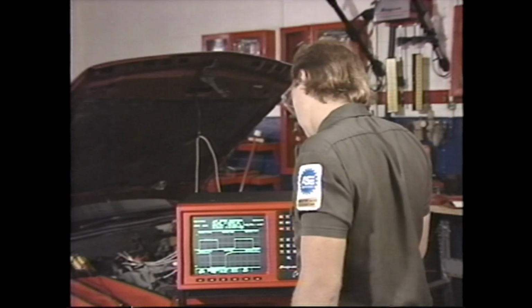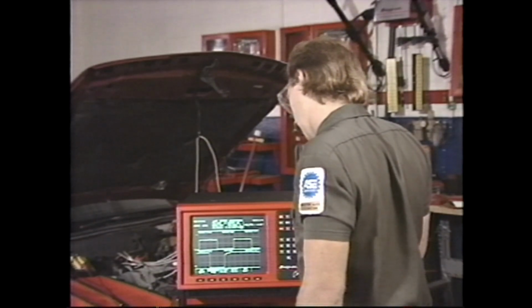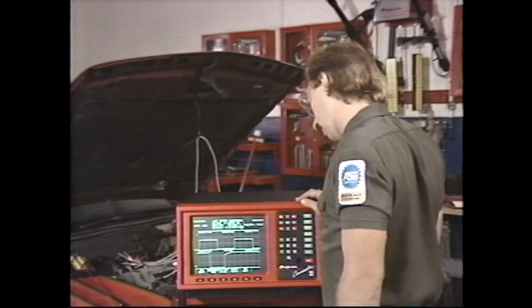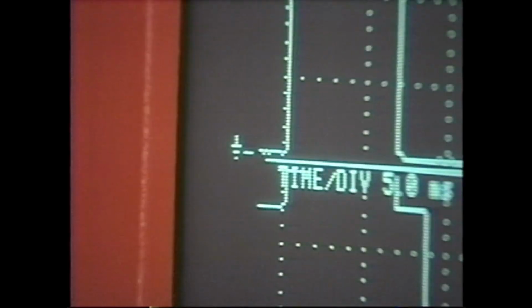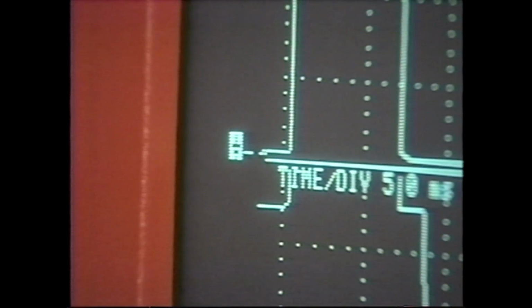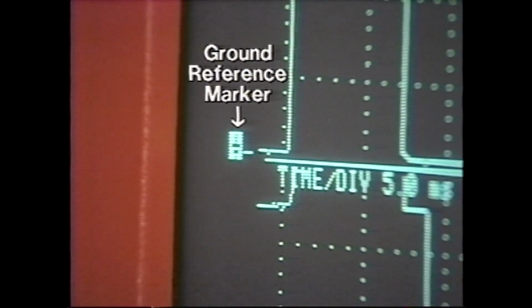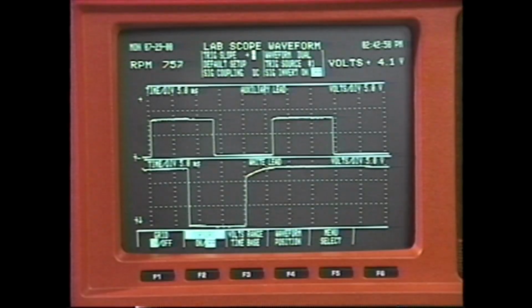One of the biggest advantages of the lab scope screen is that you can look at two signals to see whether they occur in correct relationship to each other. When there are two waveforms on the screen, the highlighted ground reference marker indicates which one can be moved.